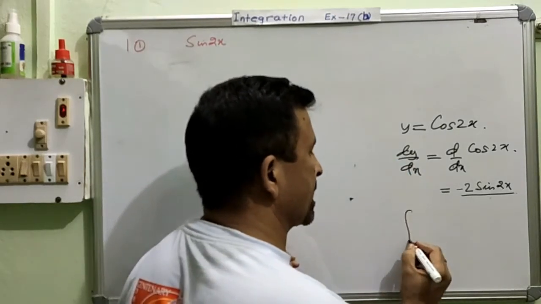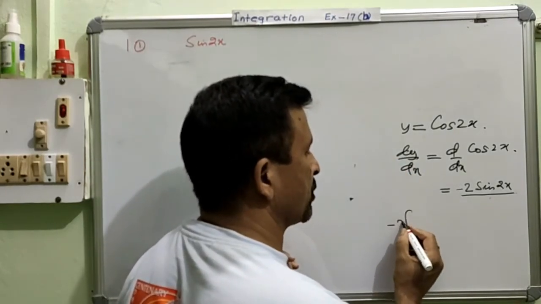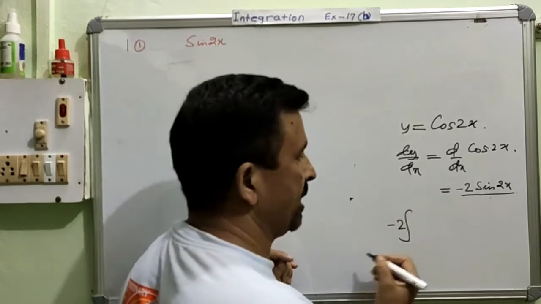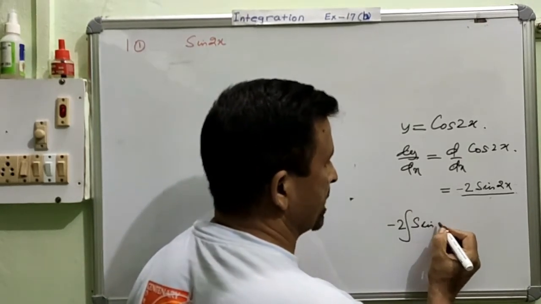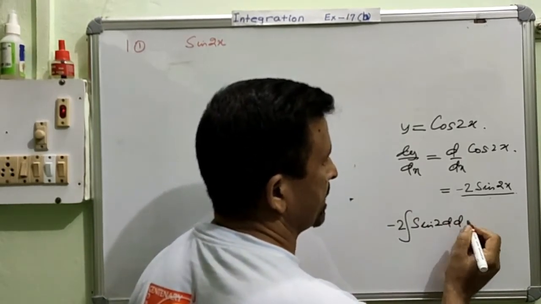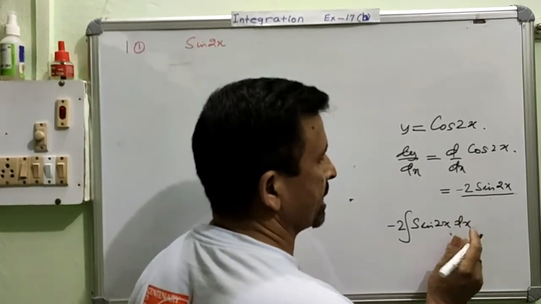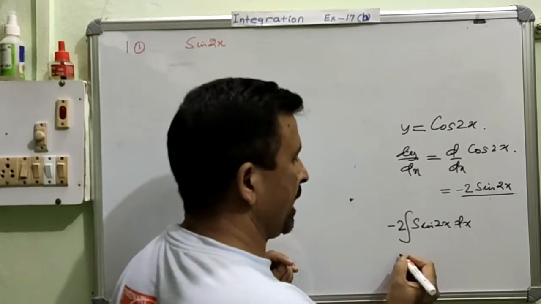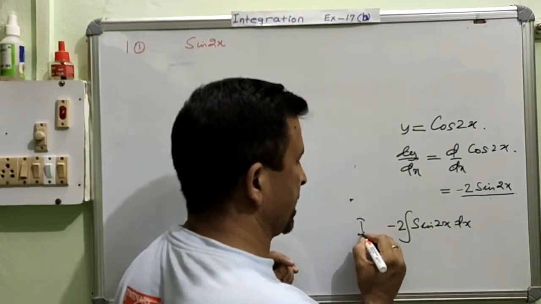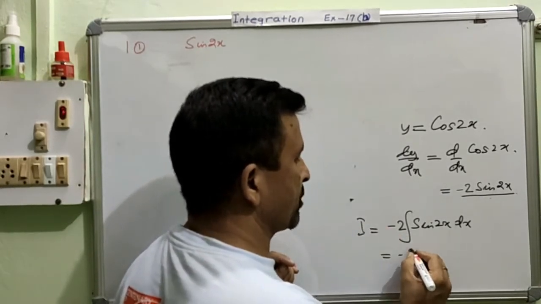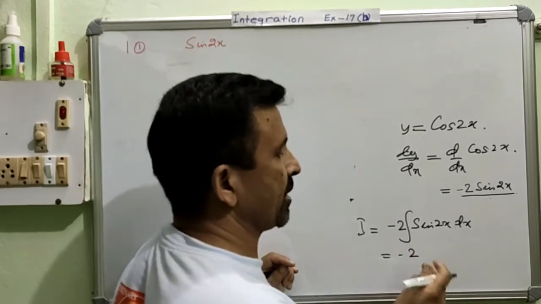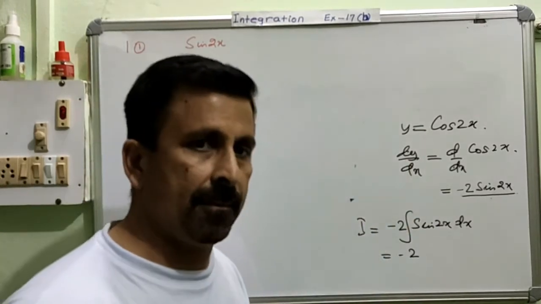If I integrate, this is minus 2. The 2 is a constant, that's why I am writing it outside. Then sin 2x and dx. Am I very clear or not? Now let us integrate this. This is integration: minus 2 as it is. First we will integrate this one. Whose derivative is this sign?